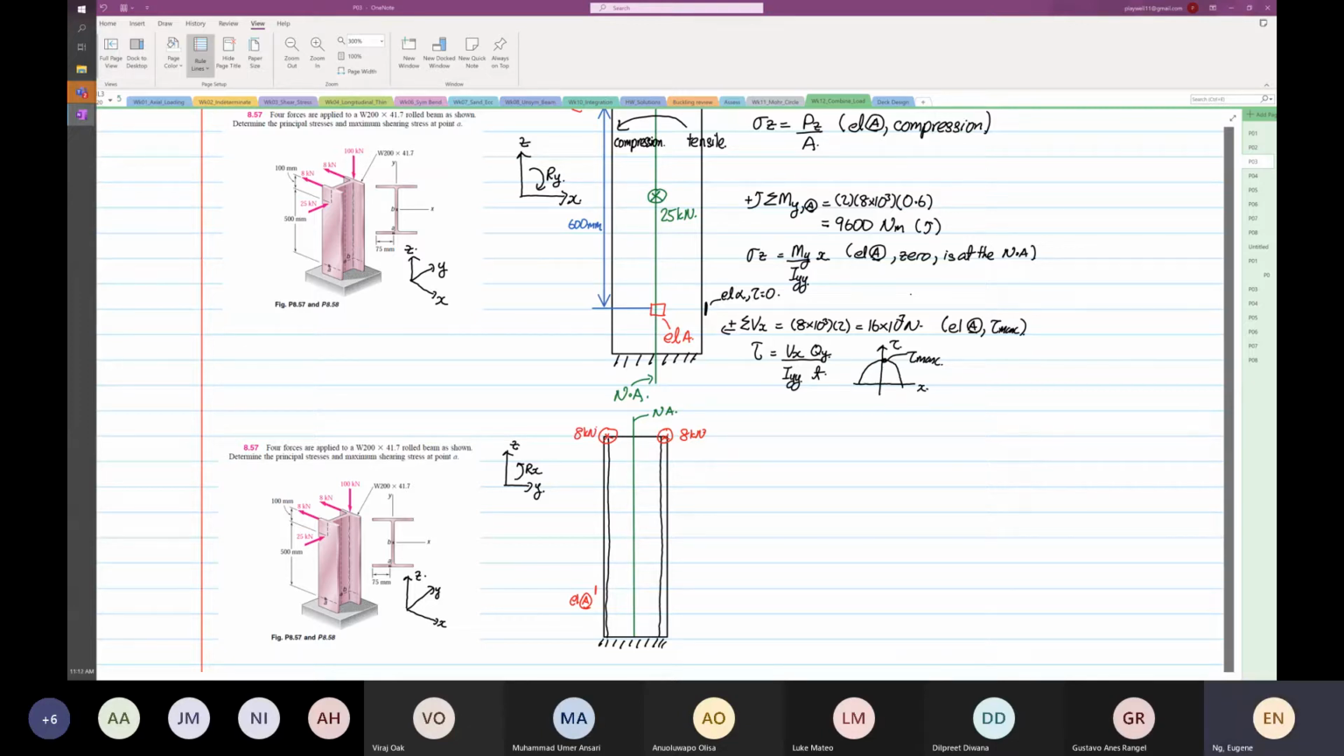We have 100 kilonewton over here. Hey Eugene, sorry. I'm trying to picture again the shear for element A. Why is it maximum at element A? Can you go back at it? Because element A crosses the position of the neutral axis. Right, but isn't shear at the neutral axis equal to 0?